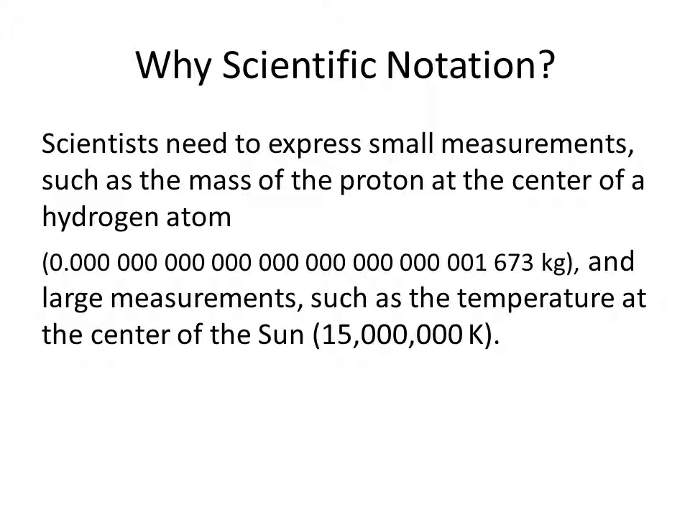Why do we need scientific notation? One reason is because scientists express very small measurements and very large measurements that are difficult for most of us to comprehend when we see them. Sometimes it's difficult for us to even write them down consistently. For example, the mass of the proton in a hydrogen atom is 0.000000 and a whole bunch more zeros, 1673 kilograms. It's very difficult to write that down or even to understand what that means.